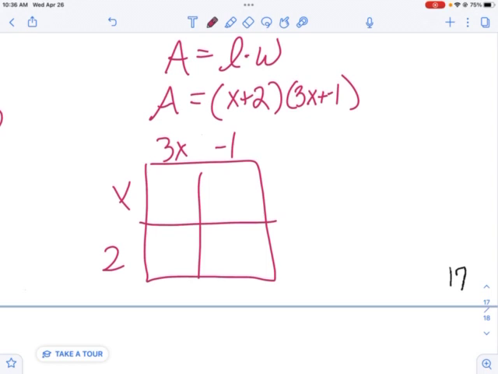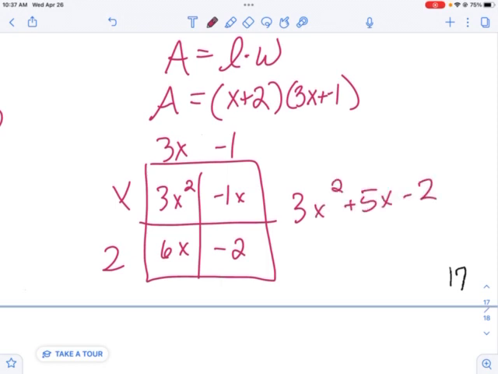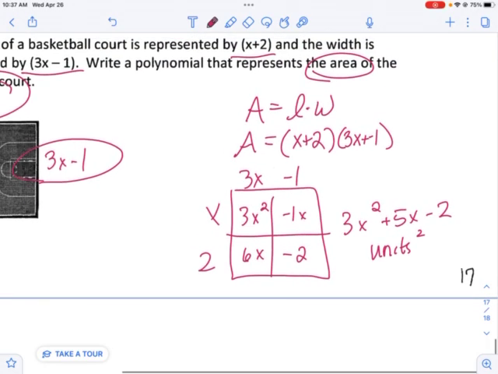Go ahead, hit pause. You complete the box and even try to bring out the final answer from it. And we will compare answers. Okay, hopefully you have 3x squared, negative 1x, 6x, and negative 2. And your final answer should be 3x squared plus 5x minus 2 units squared. When we're talking about area, it's units squared.